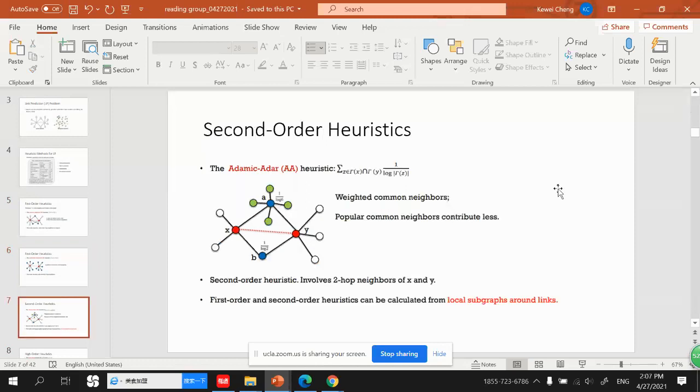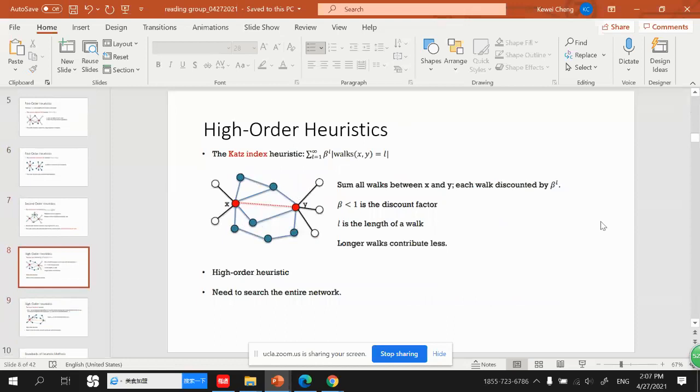For the second order heuristic methods, one of the representative methods is the Adamic-Adar heuristic. The basic idea is to weight the common neighbors of two nodes, making the popular common neighbors contribute less when calculating the score. We can observe that this method involves two hop neighbors, so we call it a second order heuristic.